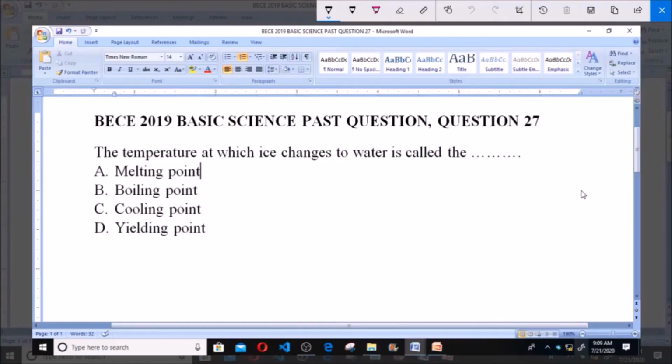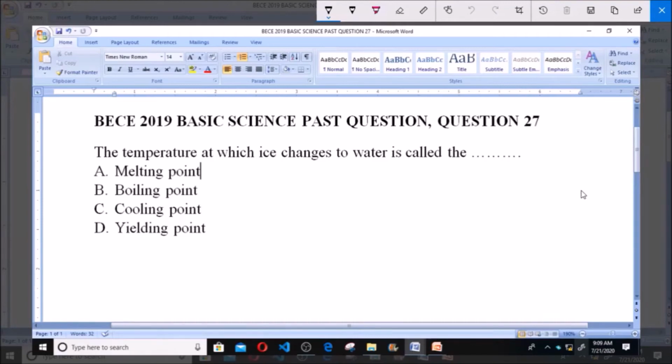Hello, welcome. We're going to be looking at BECE 2019 Basic Science Past Question, question 27. The temperature at which ice changes to water is called the dash. A. Melting point, B. Boiling point, C. Cooling point, and D. Yielding point.